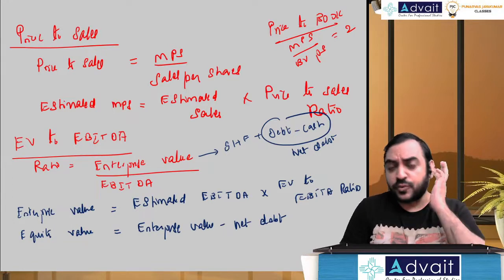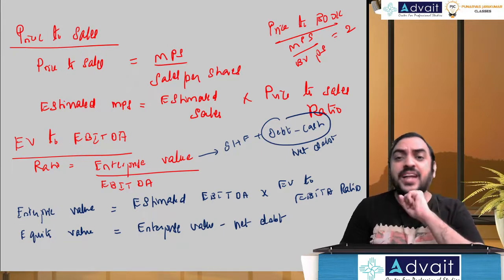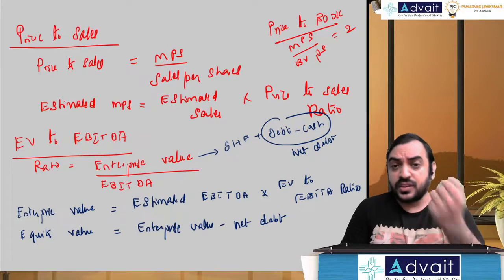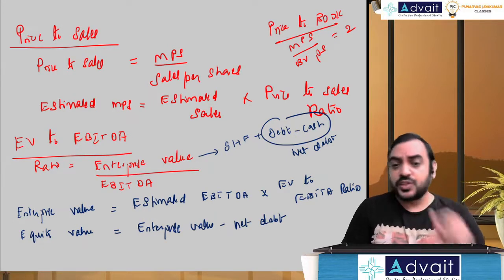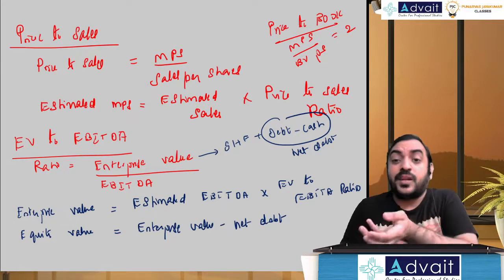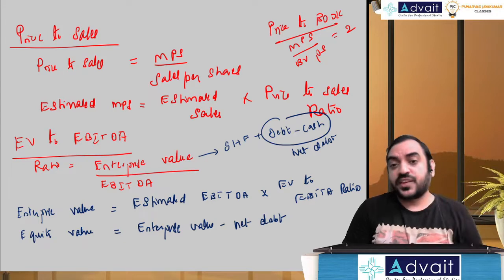What is the reason? I would have told you. And this is typically applied in banking companies. In banking companies, this ratio is used a lot practically. But anyway, in the examination, they should give you price to book value. If I know book value, if I can estimate book value, I can estimate the market price.